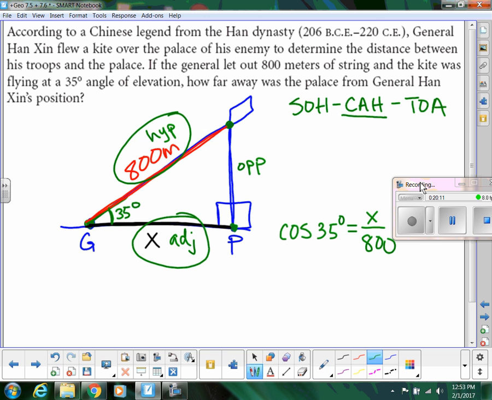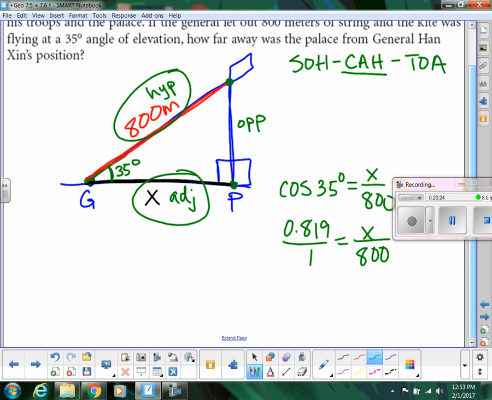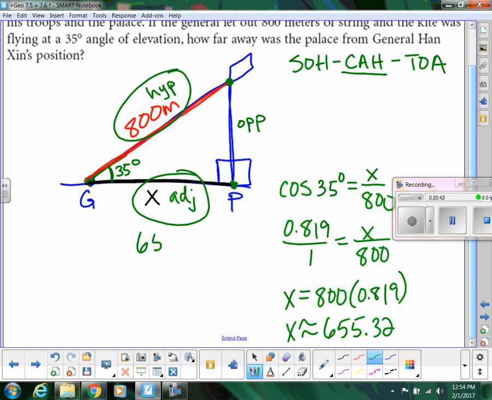All right, so now we're going to type that in. Cosine of 35, I'm getting around 0.819. Remember, don't round yet. And then cross multiply. So I'm going to have x equal to 800 times that decimal. And if I do that on my calculator, I get about 655.32. All right, so this is roughly 655.32 meters away from the palace.